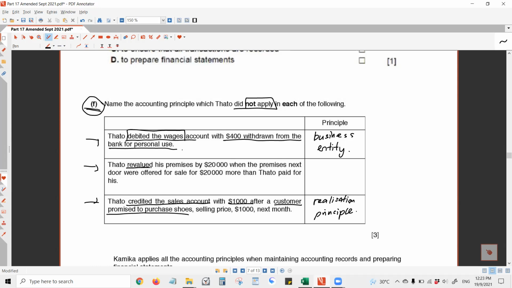Tato revalued his premises by 20,000 when the premises next door were offered for sale for 20,000 more than Tato paid for his. Basically, it's telling you the neighboring shop. Imagine Tato has a shop right now, and the neighboring shop is for sale 20,000 more than the original price Tato paid. That means the premises have appreciated in value.